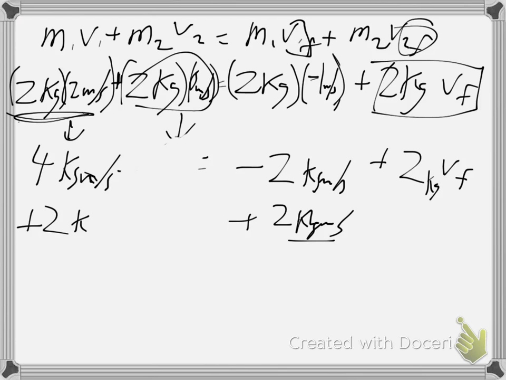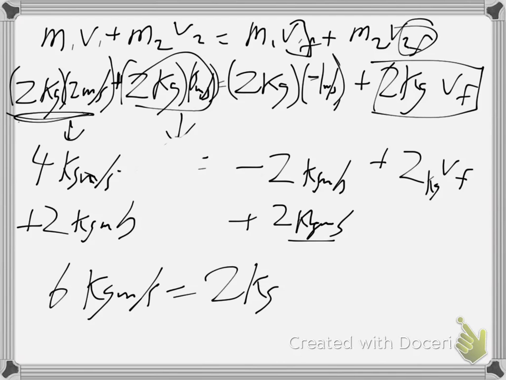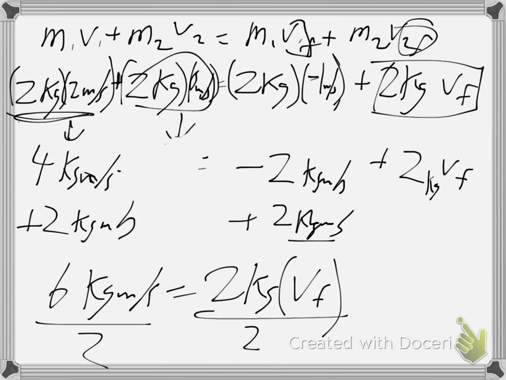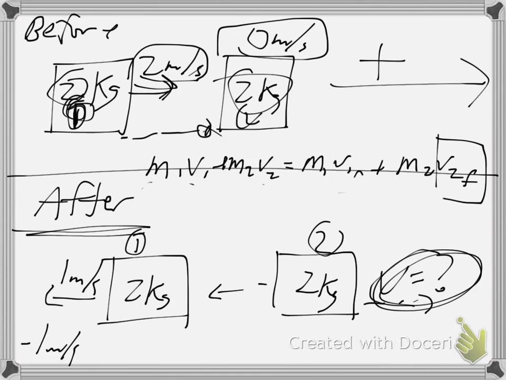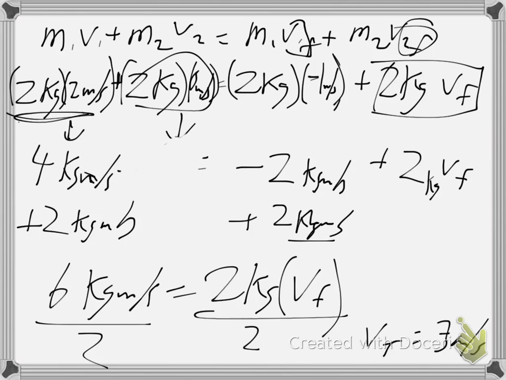So add it to each side. This gives me that 4 plus 2 is going to be 6 kg meters per second is equal to 2 kilograms times VF. And I want to know what that VF is. So to solve for that, I divide each side by 2. And 6 divided by 2 gives me a final velocity of 3 meters per second. So if you notice, that is actually going to be a little bit faster than this first box took off. And that is fine, because since this other box is moving off in a different direction, the momentum is still conserved.